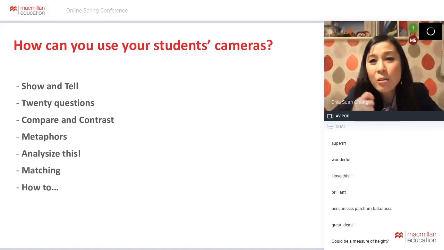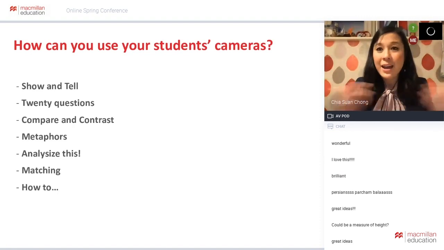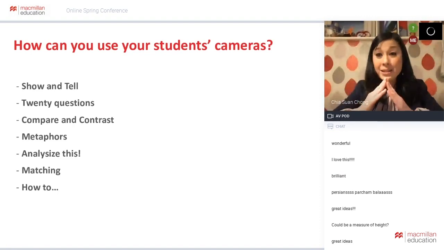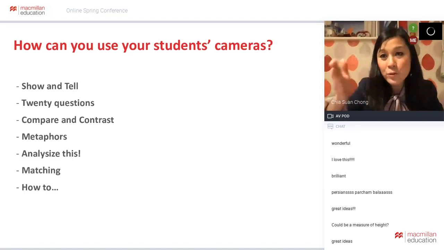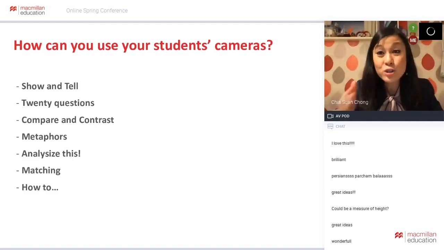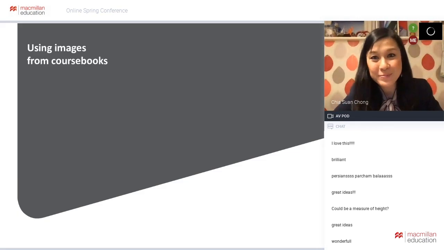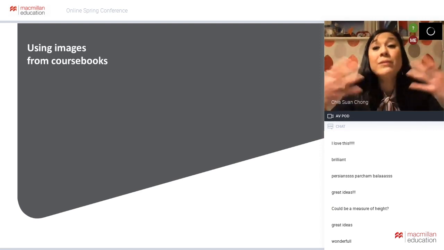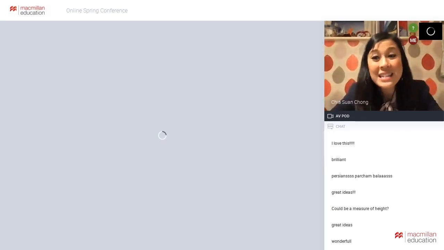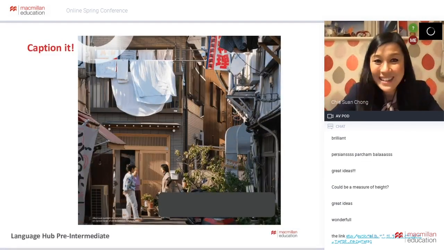How-to photos. How do you tie a tie? How do you put up a tent? Simple how-to videos, but instead of videos, you take how-to photos. 6 photographs to show you how to do something. Of course, we've got images and photos in our course books. So we don't even need to go onto the internet to find those images.